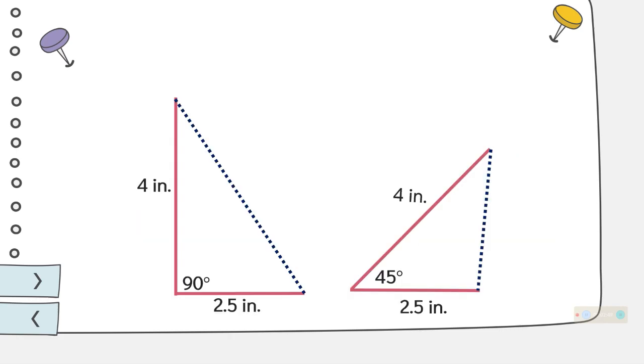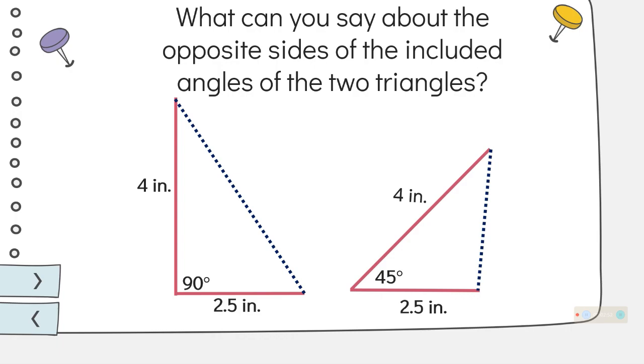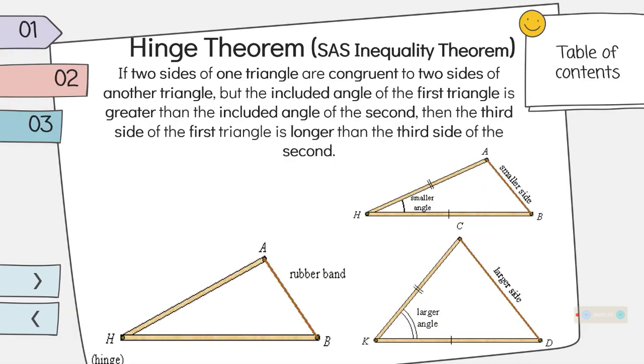Okay, so how are we going to observe these two triangles? What can you say about the opposite sides of the included angles of the two triangles? Again, what can you say about the opposite side? So this dashed line or blue lines here. What can you say about this, since they are the opposite side of the included angle of the two triangles? So our included angle is this one, and this one. What can you say? Yes, they are of the same length.